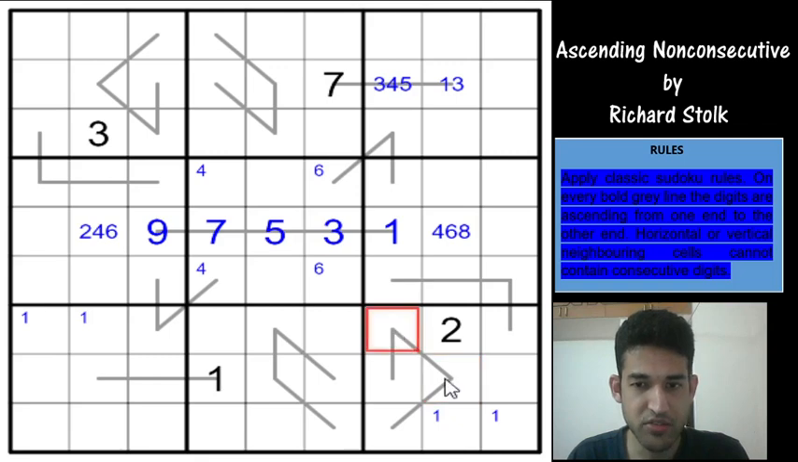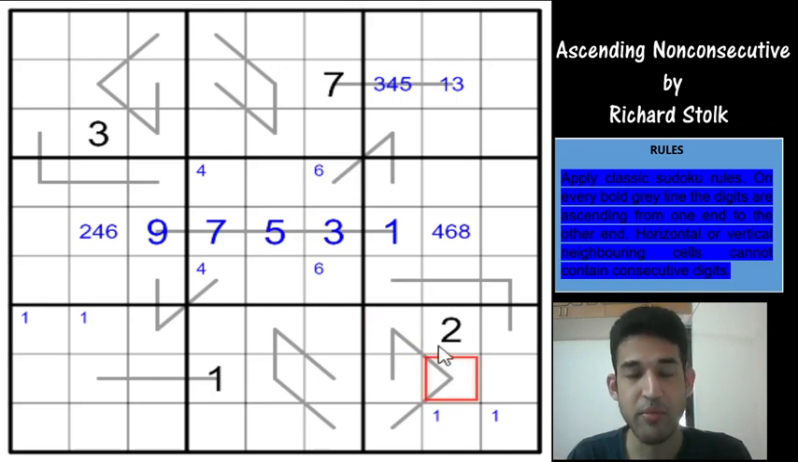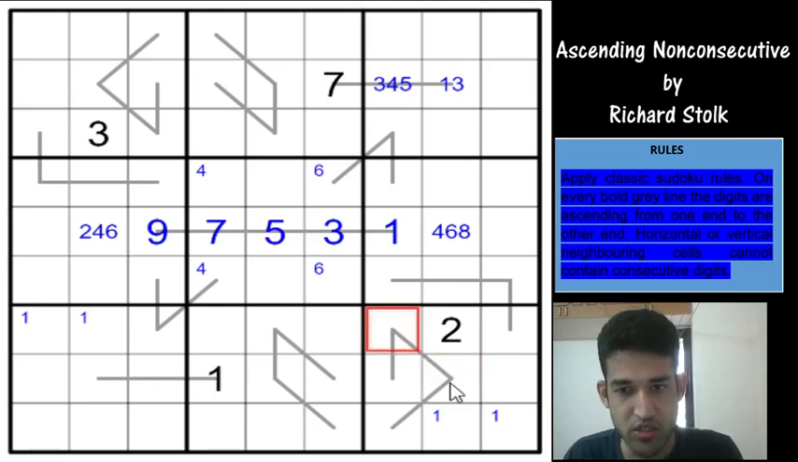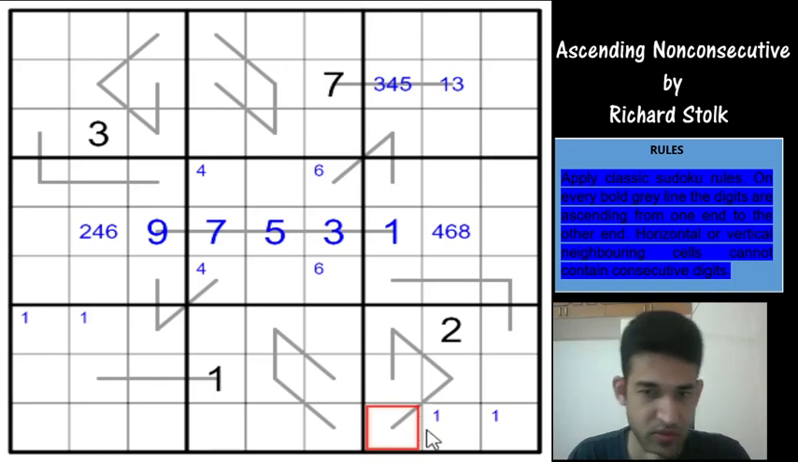And notice that these two cells are not adjacent, so they can still have consecutive digits. The non-consecutive part applies only to orthogonally neighboring cells. These are diagonally neighboring cells, so I can have a 5 under 6 here. It's not an issue. And that becomes 7. Okay, I don't think I can ascertain anything from here.